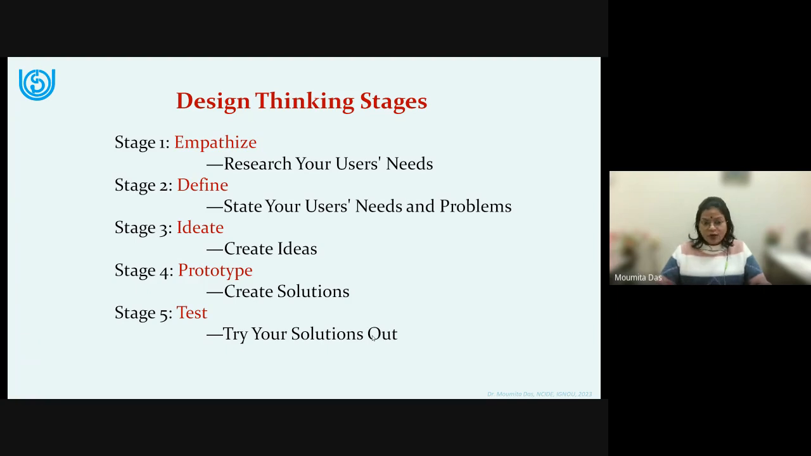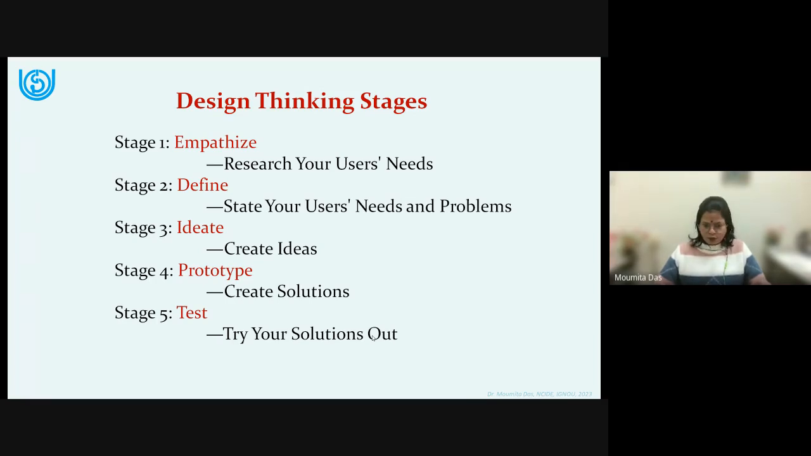So the next step would be to ideate how to bring them into your high-end international school. How will you do that? For that, you have to create ideas, and there are so many tools to ideate, like brainstorming, brainwriting, Scamper, etc.